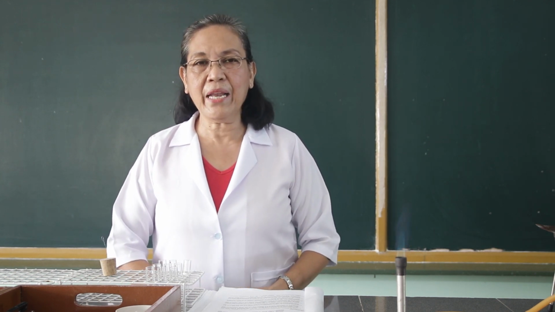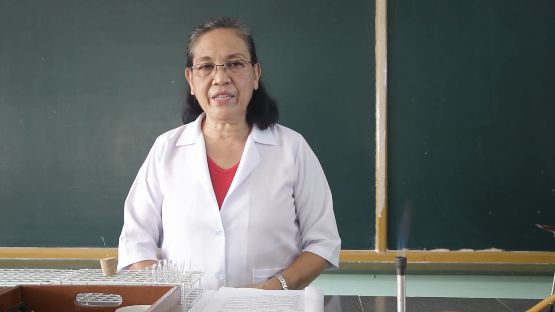Today, I will be having a pre-lab lecture for the activity on the analysis of group 5 cations. These cations include the sodium, potassium, and the ammonium ions. In the analysis of these cations, we are going to use two processes. One is by the flame test, and the second one is by the precipitation test.